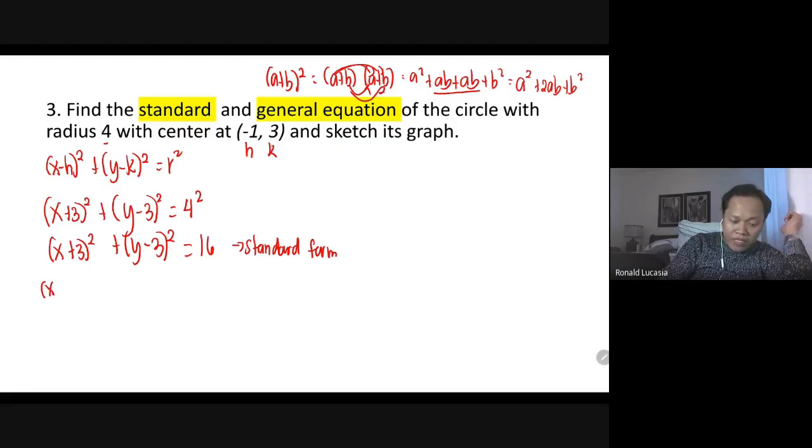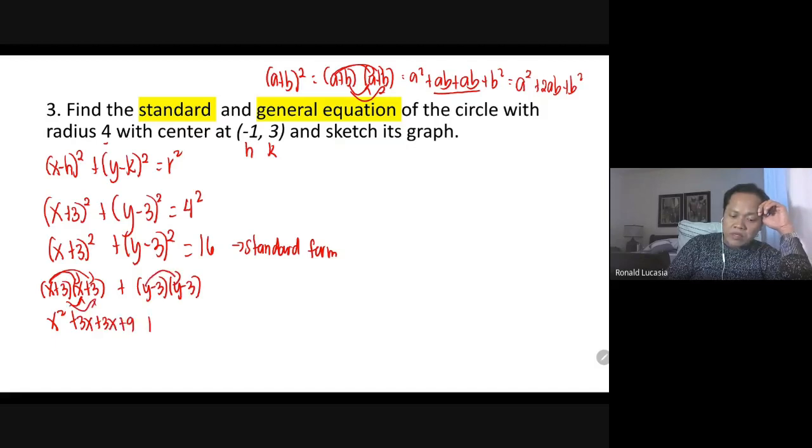So basically, that is what we are going to do with (x plus 1) quantity squared. We will have to expand this one. That's (x plus 1)(x plus 1). Same thing with (y minus 3)(y minus 3). So x times x there, that's x squared. And then x times 1, that's x. 1 times x, that's also x. 1 times 1, that is 1. Same thing with y. Y times y, that's y squared. Y times negative 3, that's negative 3y. Negative 3 times y, that's negative 3y. Negative 3 times negative 3, that's positive 9. I forgot the equal 16.